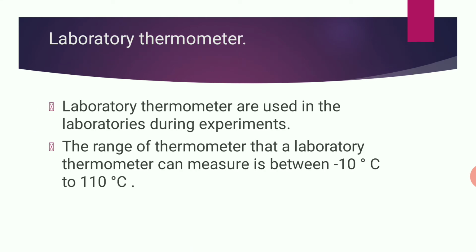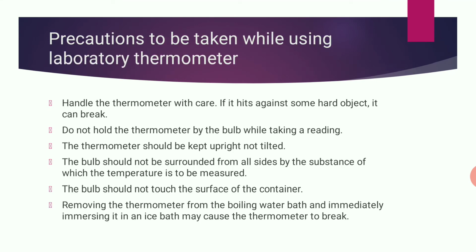Laboratory thermometer. Laboratory thermometers are used in the labs during experiments. The range that a laboratory thermometer can measure is between -10 degrees centigrade and 110 degrees centigrade. So in this range we can measure the temperature in the labs, from -10 degrees centigrade to 110 degrees centigrade. Now, precautions to be taken while using the laboratory thermometer.